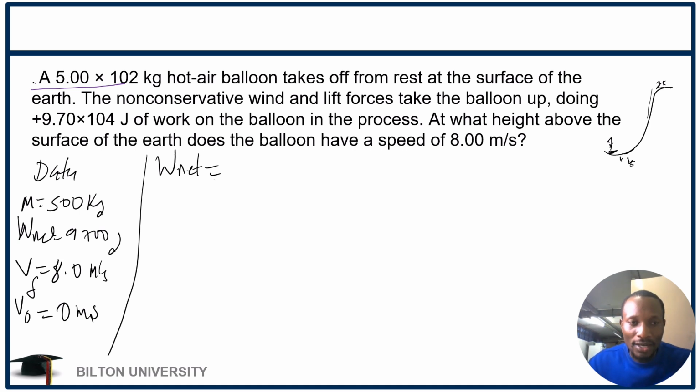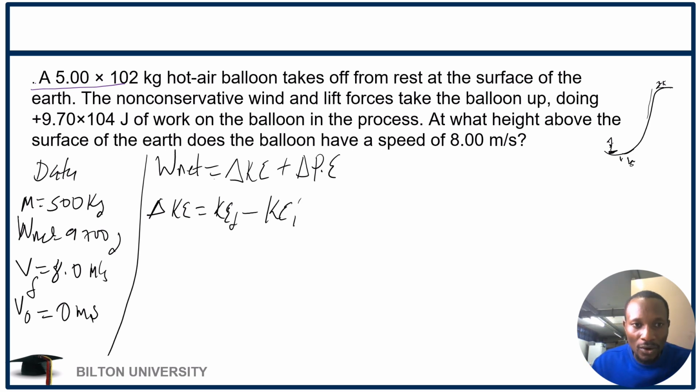So we can say then that net work is equal to the change in kinetic energy plus the change in potential energy. Let's start with the change in kinetic energy, which is the kinetic energy final minus kinetic energy initial. The change in kinetic energy will be half m vf squared, which is the formula for kinetic energy, minus 1/2 the mass of the object times vi squared.